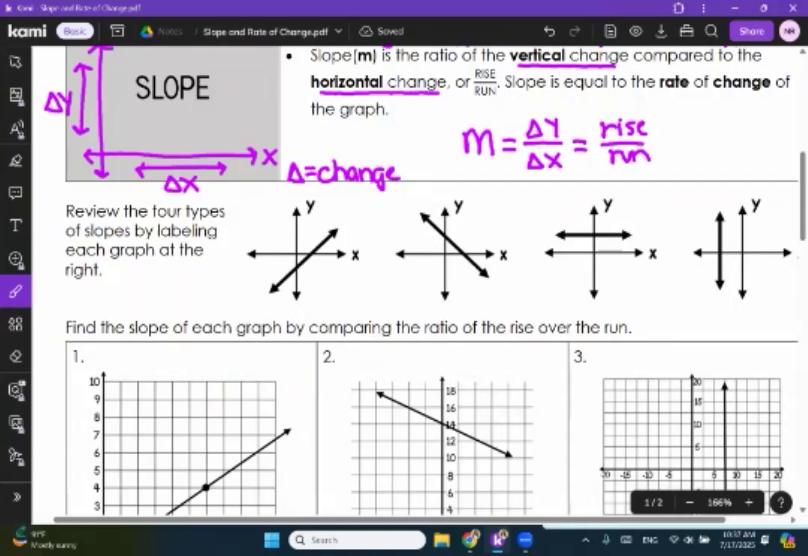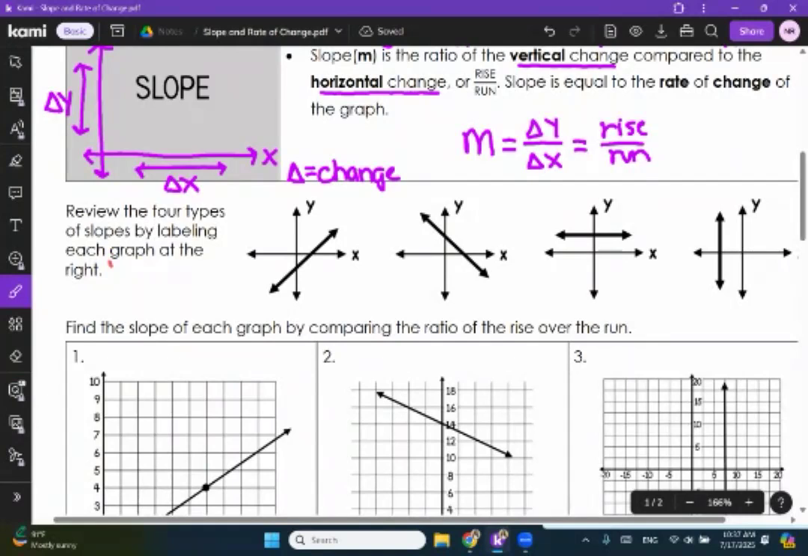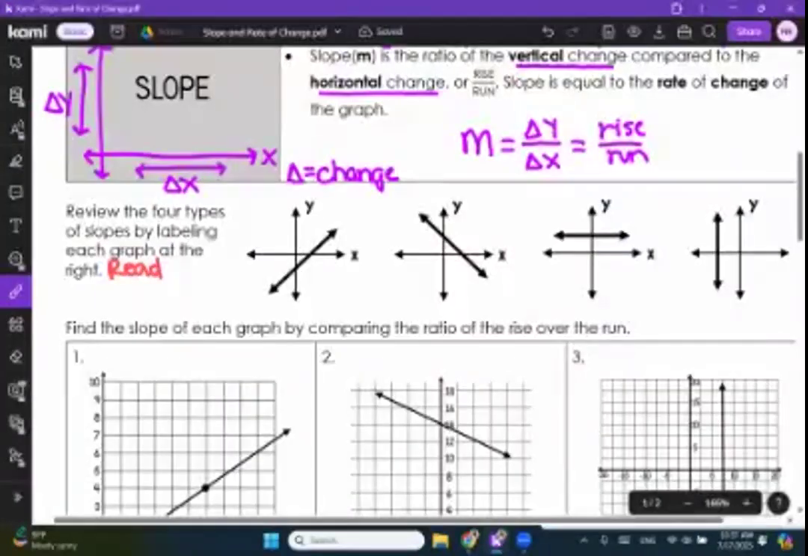One thing that you want to keep in mind is that anytime you read a graph, anytime you read a line, you want to read graphs from left to right, just like you would read a book.